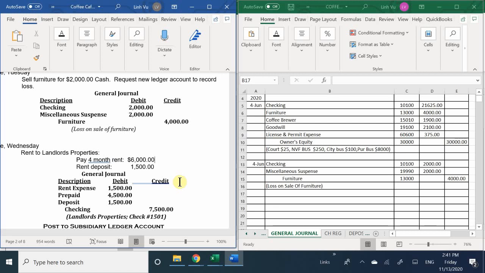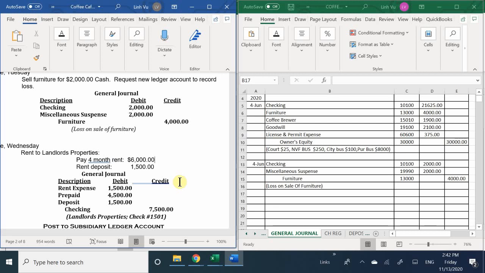So here I split my payment. How much is it for 1 month? $1,500, correct. My current month's period is going to be a rent expense. My prepaid account is going to be for the next 3 months. And then of course I have my rent deposit. So in grand total, I am purchasing 3 months of rent plus my deposit. Here I've distributed how I'm going to be doing it.